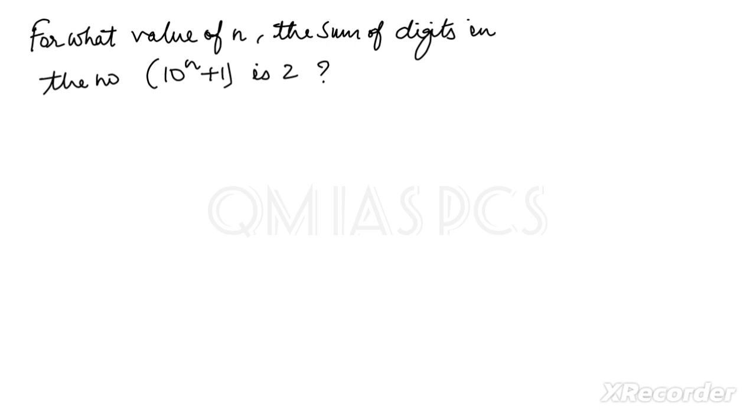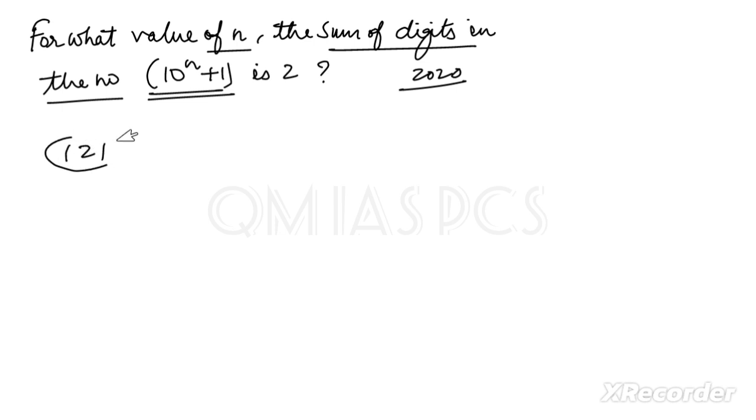The question is from UPSC 2020. It is asking for what value of n the sum of digits in the number is 2. For example, if the number is 121, the sum of digits is 4. We are asking that whatever the number is, the sum should be 2. Sometimes you have to go through the options.